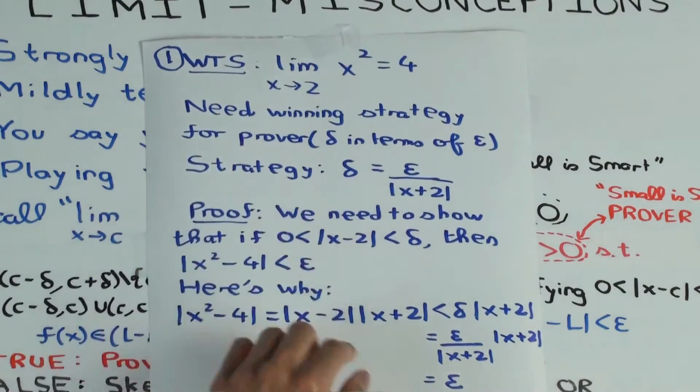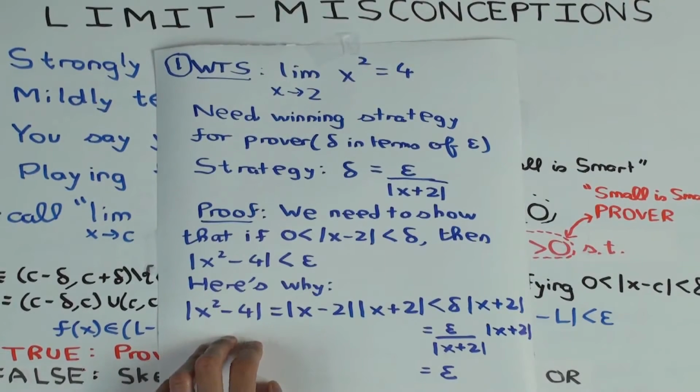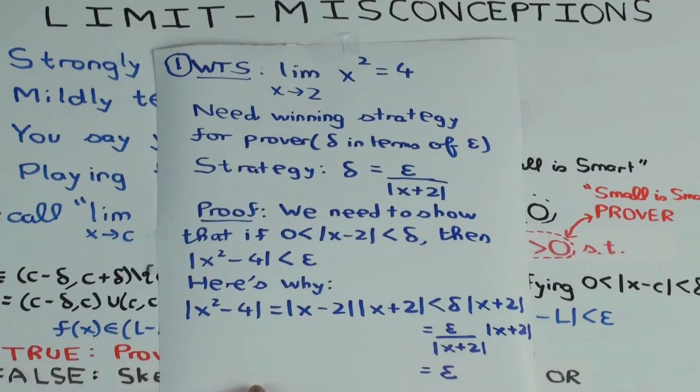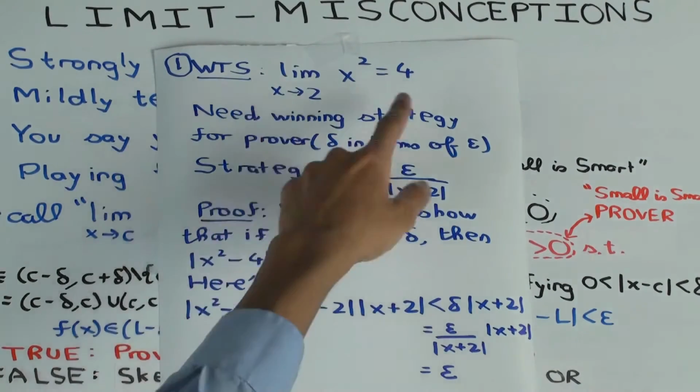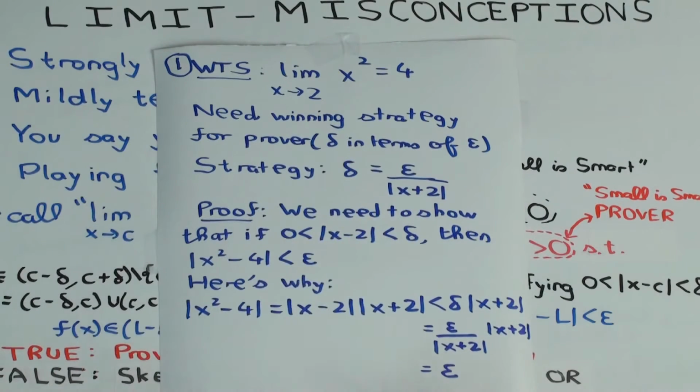Okay. So let's say we are trying to prove that the limit as x approaches 2 of x squared is 4. Is that statement correct? Yes, that's correct. Because in fact, x squared is a continuous function, and the limit of a continuous function at a point is just the value at the point, and 2 squared is 4. But we are now going to try to prove this formally using the epsilon delta definition of limit.